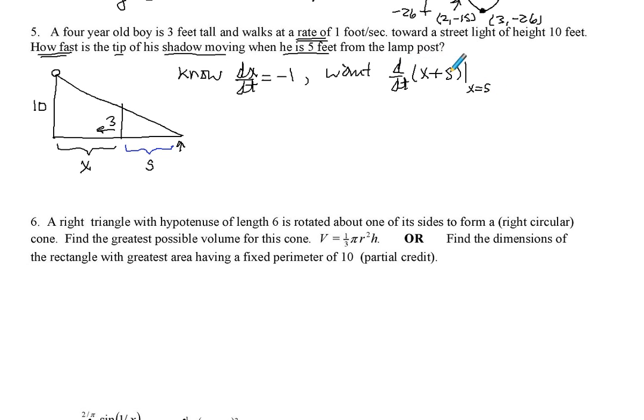So here the derivative of this sum is just the sum of the two derivatives. So this is dx/dt at x equal 5 plus ds/dt at x equal 5. Well, dx/dt, that's given, that's -1. So this is going to equal -1 plus ds/dt when x equals 5. Okay, so this -1 is this -1. That's always the same. There's no place to plug in x. So now we have to find ds/dt.